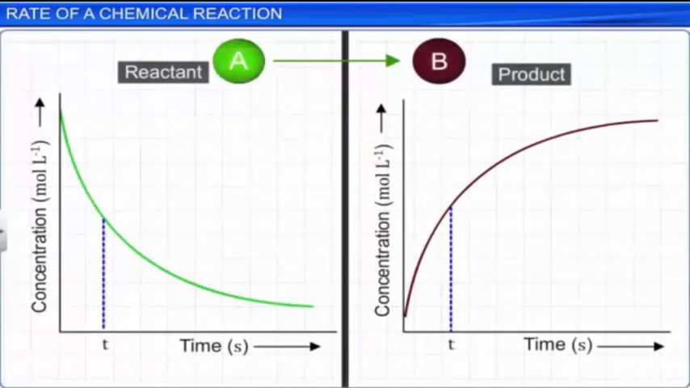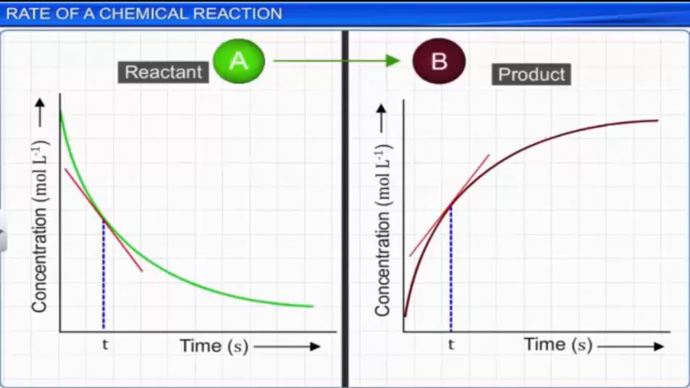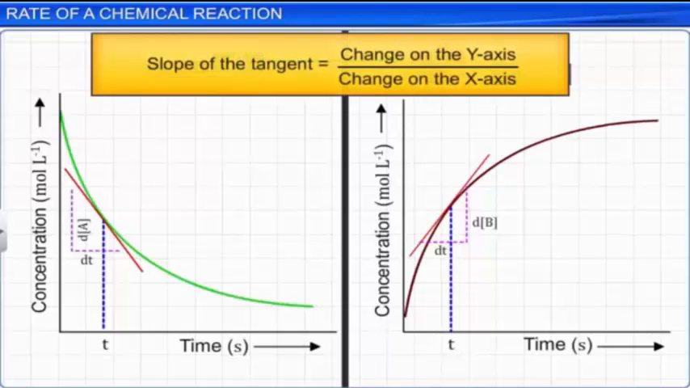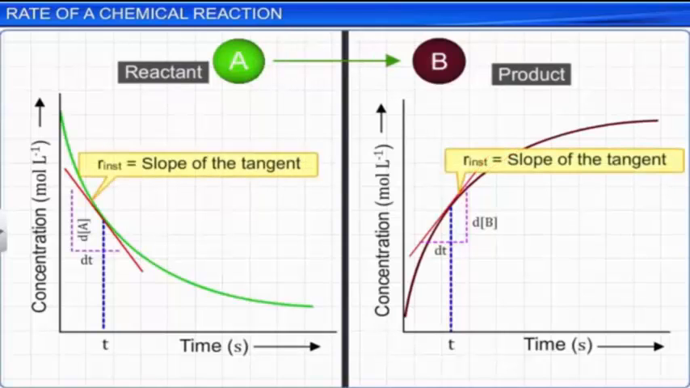Graphically, we can determine the instantaneous rate of chemical reaction at time t by drawing a tangent at time t on the curves for the concentration of either A or B, and then calculating its slope. The slope of a tangent gives the instantaneous rate of reaction at that particular time. The change on the y-axis divided by the change on the x-axis gives the slope of the tangent. From the graph, the slope of the tangent drawn gives the instantaneous rate. R instant equal to minus dA by dt equal to dB by dt.